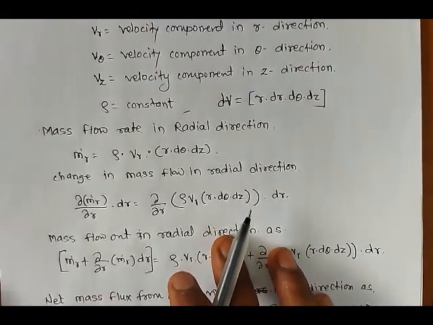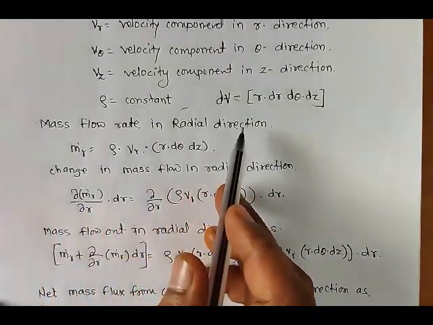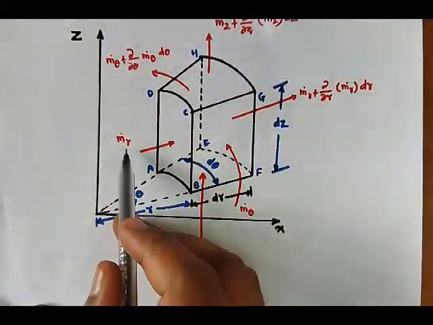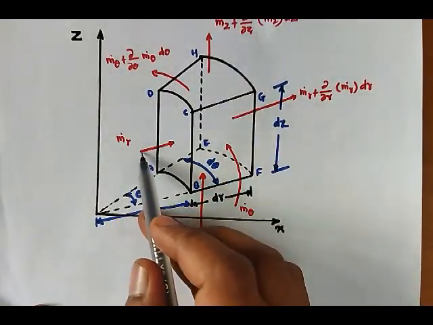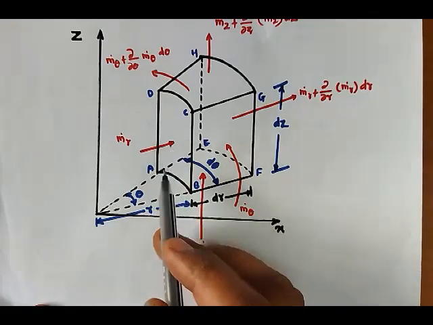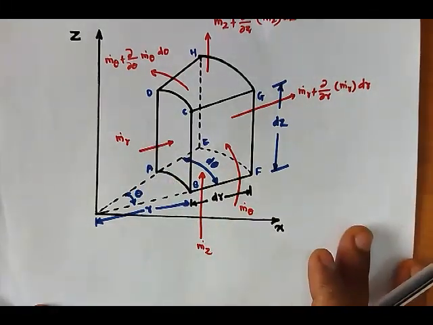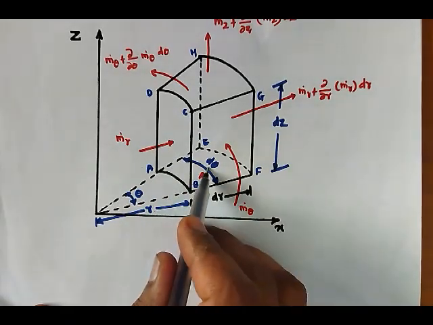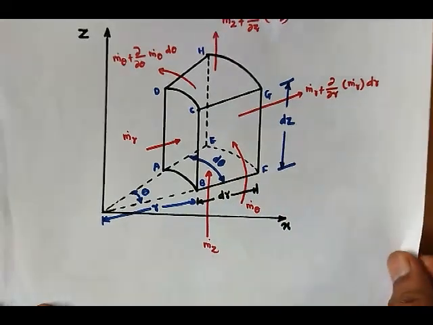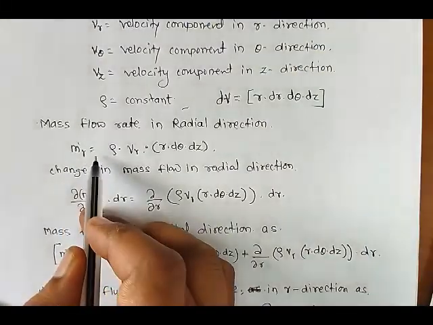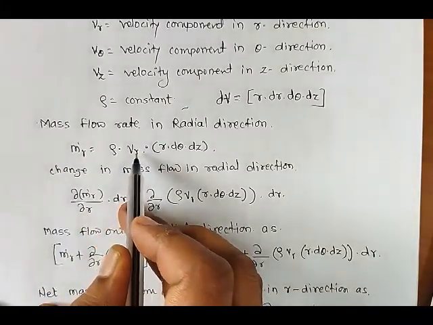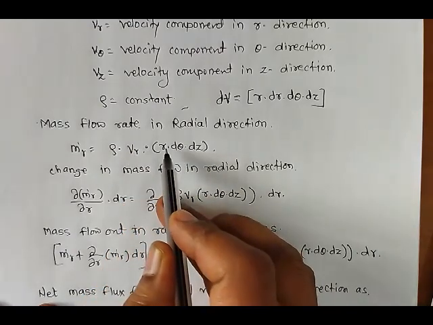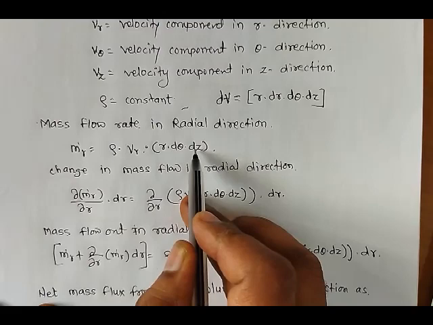Now first we are going to calculate the mass flow rate in the radial direction. So m dot r will be crossing through the cross section A, B, C, D, and A, B, C, D has the area r multiplied by d theta multiplied by dz. So we have m dot r equal to rho, the density, multiplied by the velocity component in the radial direction Vr, multiplied by the cross sectional area r d theta dz.